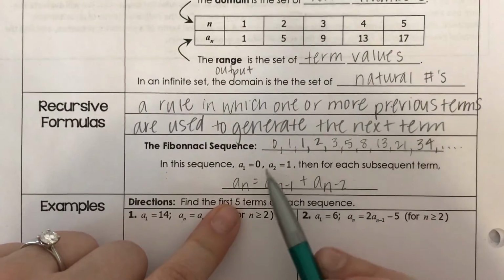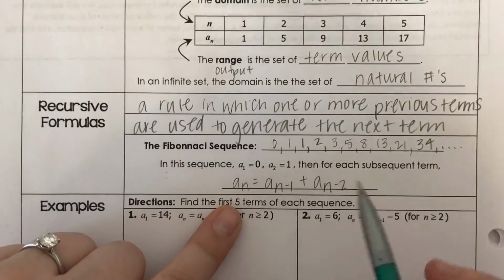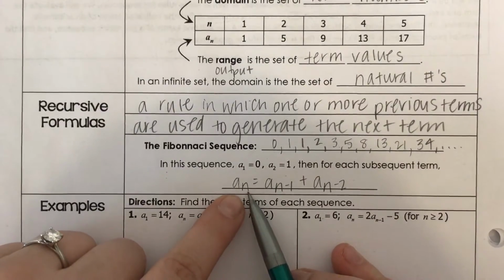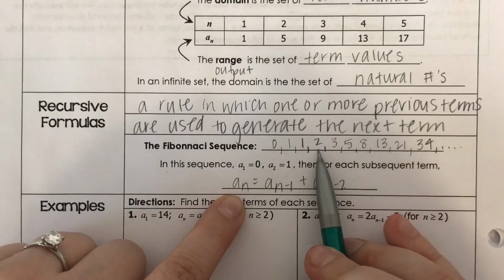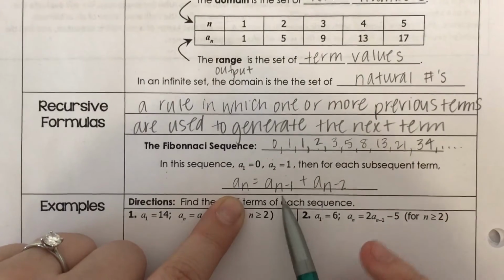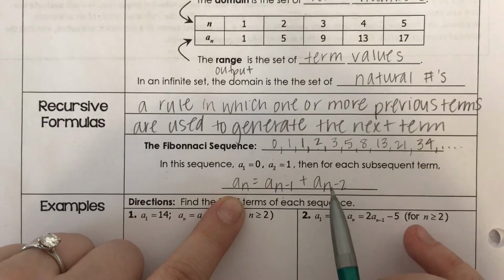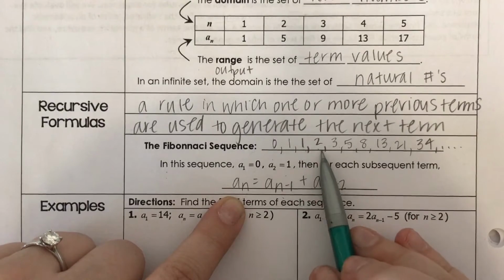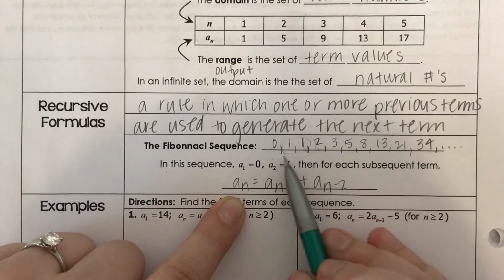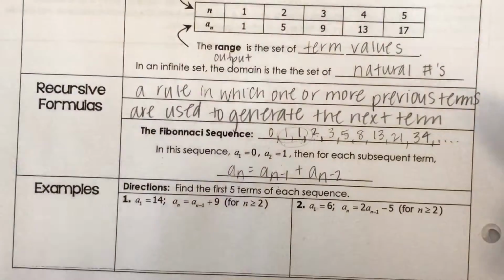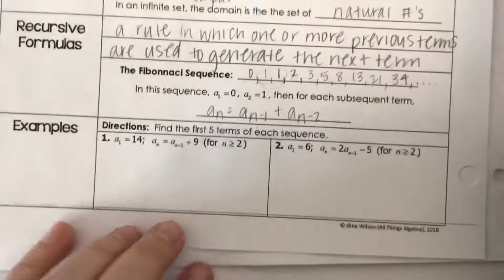So for an example, this looks like a lot of complicated jargon and notation, but it's really not. Say I wanted to find the fourth term: 1, 2, 3, 4. So n would be 4, and n minus 1 would be 3. I would take the third term and the second term and add those together to get the fourth term. That's all that's saying.